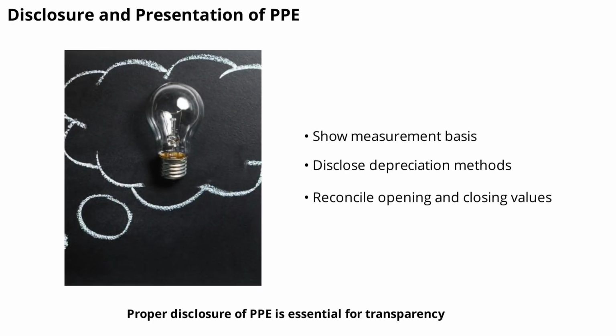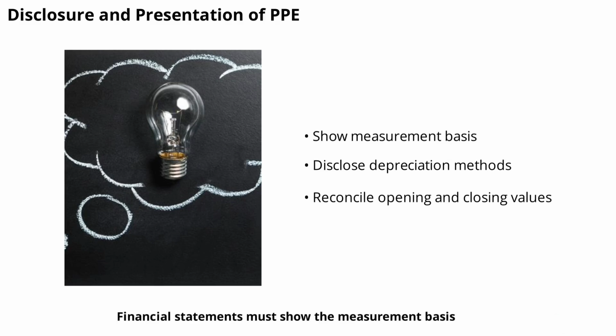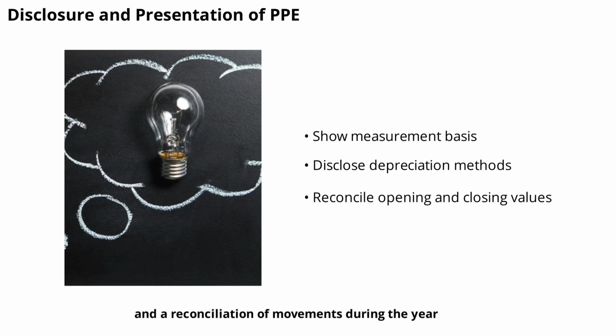Proper disclosure of PPE is essential for transparency. Financial statements must show the measurement basis, depreciation methods, useful lives, gross and net carrying amounts, and a reconciliation of movements during the year. This includes additions, disposals, depreciation, impairments, and revaluations.